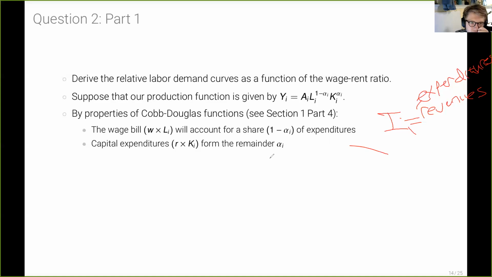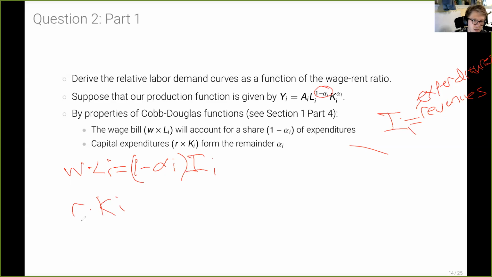And so if I think about the amount that I'm spending on hiring workers, that's going to be W times L_I for industry I, which is also called the wage bill. Then from the properties of Cobb-Douglas production functions, I'm going to look at this exponent and say, well, given that the exponent on labor is 1 minus alpha, then whatever my expenditures are, I'm going to spend 1 minus alpha of those expenditures on hiring labor. Likewise, the remainder has to be spent on hiring capital.